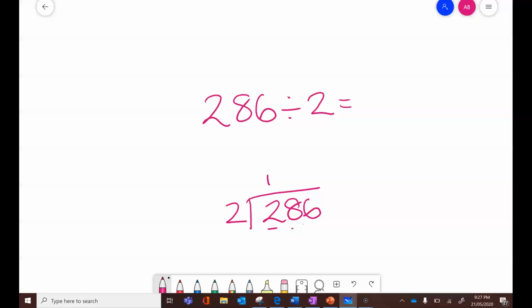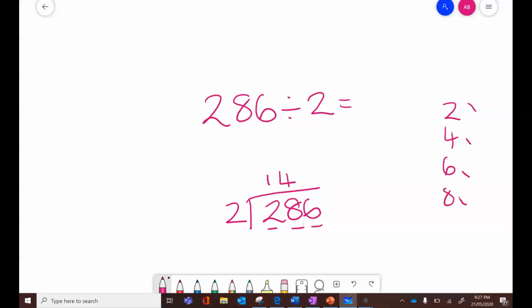8 divided by 2. So how many sets of 2? How many times does 2 go into 8? 2, 4, 6, 8. How many sets is that? 1, 2, 3, 4. So that was 4 sets of 2.